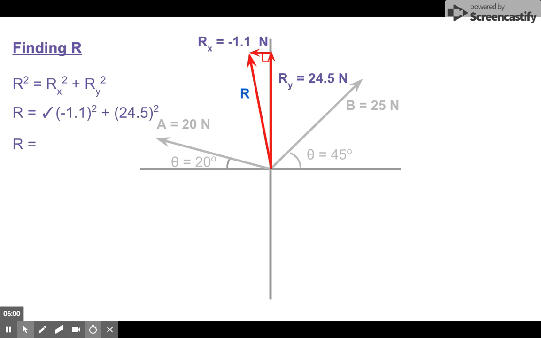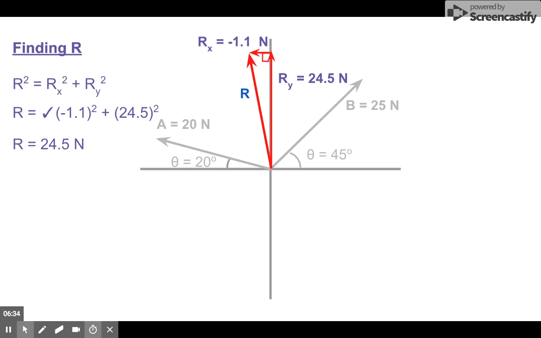In my case, I'm going to say R squared equals Rx squared plus Ry squared, where Rx and Ry are defined as the x component and the y component of the result. So I've got to take the square root of negative 1.1 squared plus 24.5 squared, and that gives me a value of 24.5 newtons. That is the magnitude of the resultant vector, and again, I find that using Pythagorean theorem.